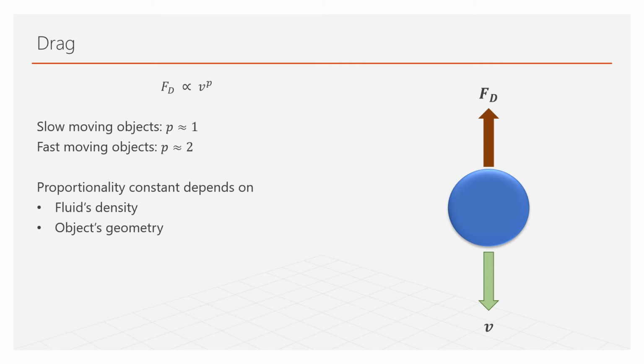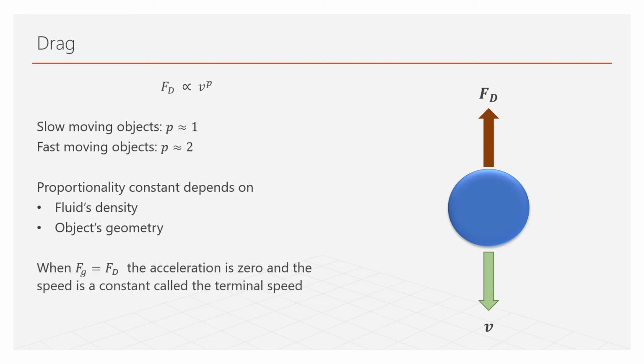The proportionality constant depends on the fluid's density and the object's geometry. More dense fluids generate more drag, and smooth surfaces will have less drag. Additionally, smaller cross-sectional surfaces will have less drag. When an object is falling through a fluid, there will be a point where the object's weight and the drag force balance. Because the net force is zero, the acceleration is also zero, and the speed is a constant called the terminal speed.